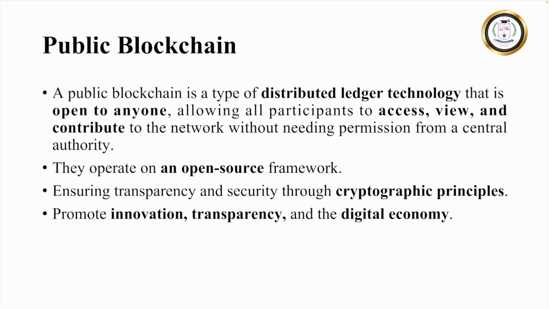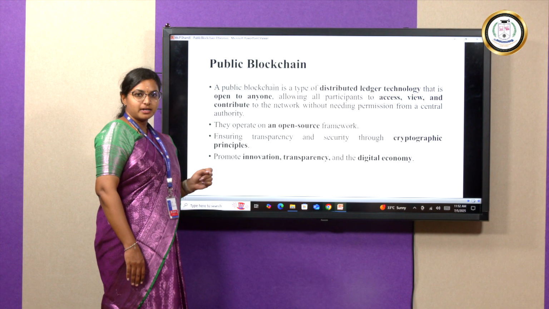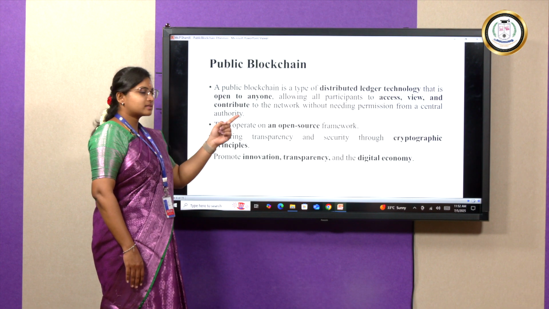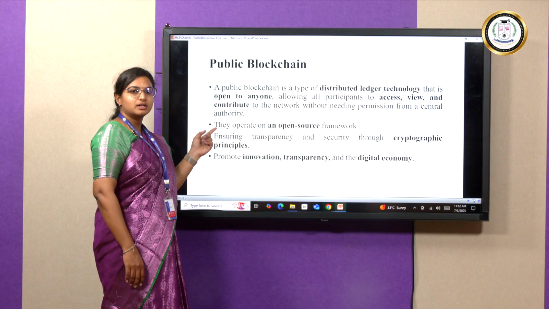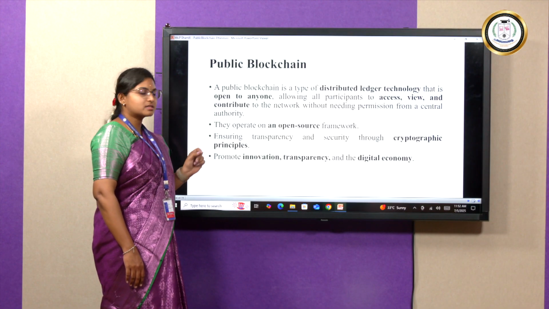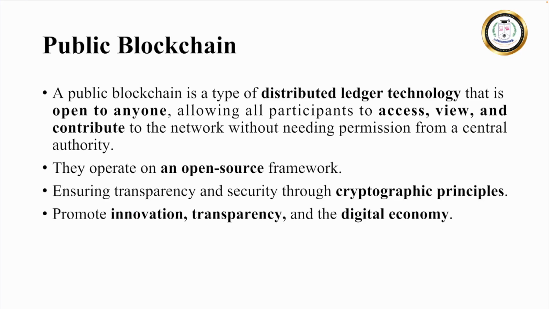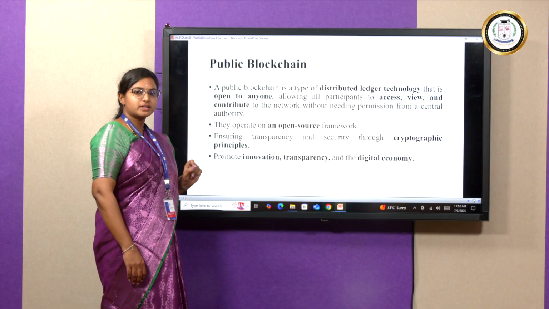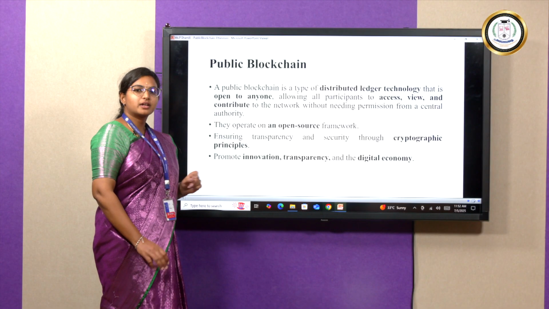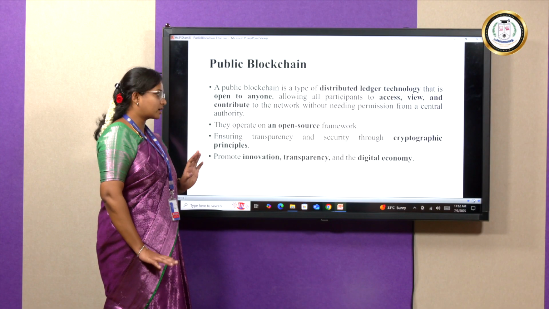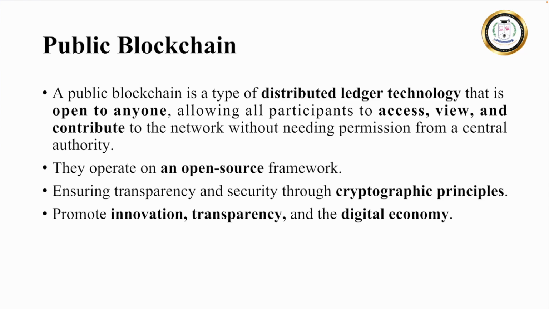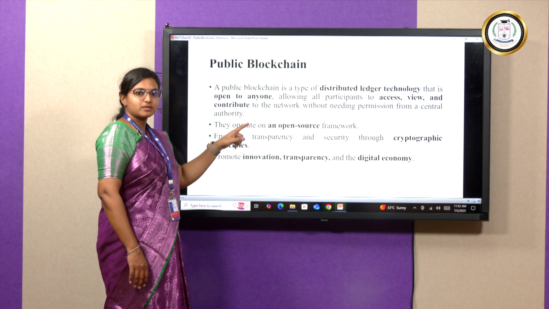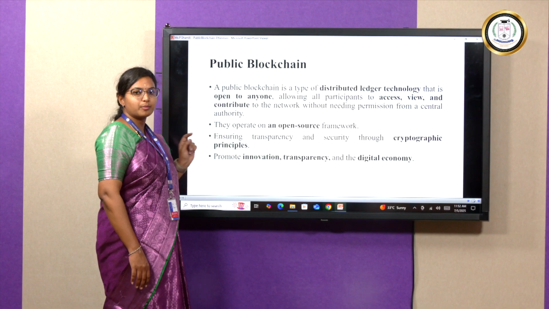Now, a public blockchain is a distributed ledger technology which is open to anyone in the network. It allows the participants, which means the peers, to access, view and contribute to the record, which means none of the records can be deleted. If someone tries to modify it, it is replicated to all the other peers in the network. Then they operate on an open source framework. Here the framework means we are using Ethereum for public blockchain.